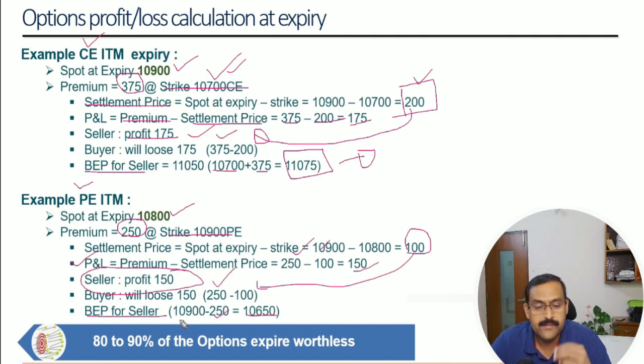So the break-even point for the seller is 10,650 in this case for the strike price of 10,900 put option. So that is how we have to calculate the break-even point for the put option.